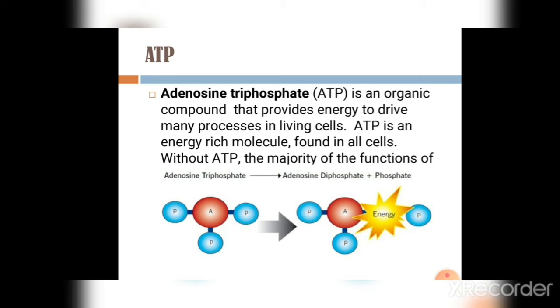And when there is a breakage happening in their bonding, one phosphate molecule gets detached from this ATP, and during that breaking down of one phosphate molecule, energy is formed. So when adenosine triphosphate is converted into adenosine diphosphate and a single phosphate molecule, there is a generation of energy. Okay, so ATP is an energy rich molecule, and if there is no ATP, the functions of the cells cannot be performed very well. So ATP is a very important factor in a living organism.